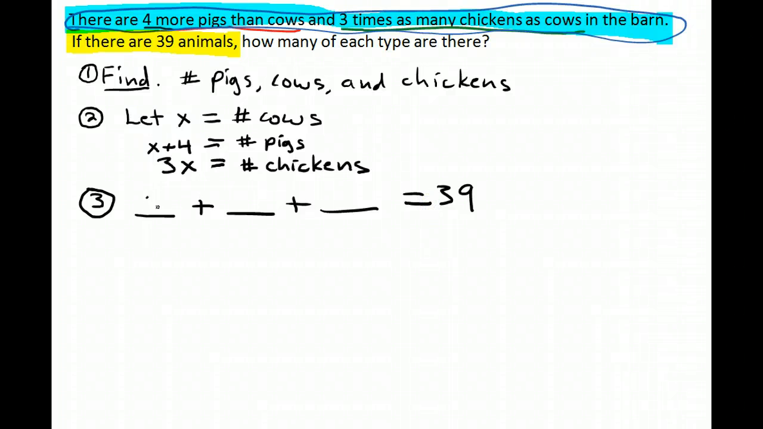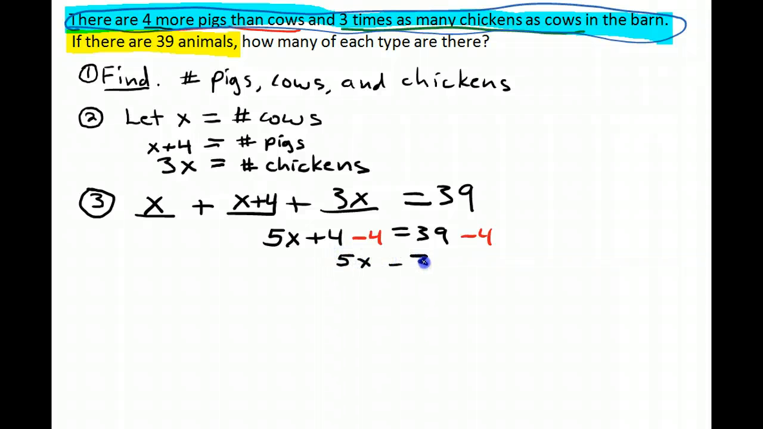So then it's just a matter of filling in the blanks. Here's my cows, here's my pigs, here's my chickens. So 3, 1, 1, I've got 5x plus 4 equals 39. I'm going to solve that by subtracting 4 from both sides. That gives me 5x equals 35. Now I need to divide both sides by 5. And it's an awful good thing that happens here when I get x equals 7, because if I got 7.5, that would mean I have 7.5 cows, and that doesn't even make sense.